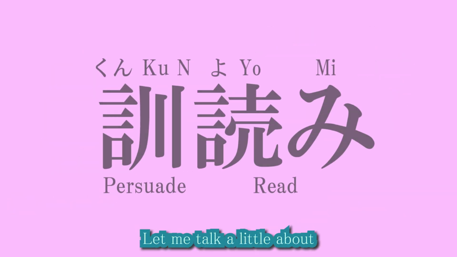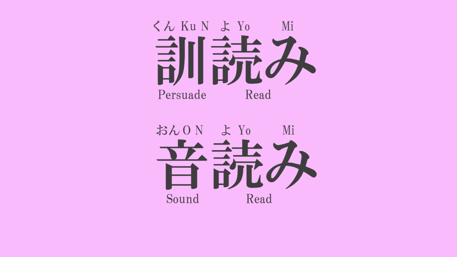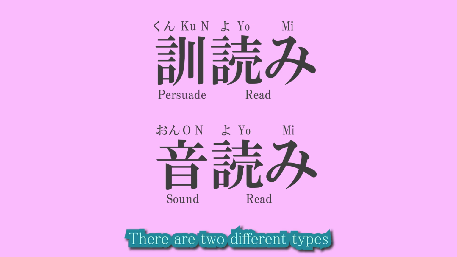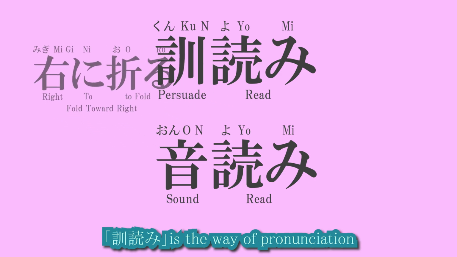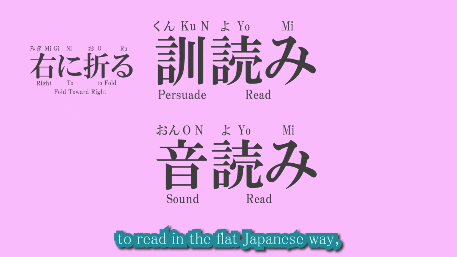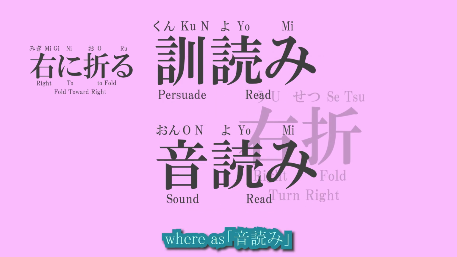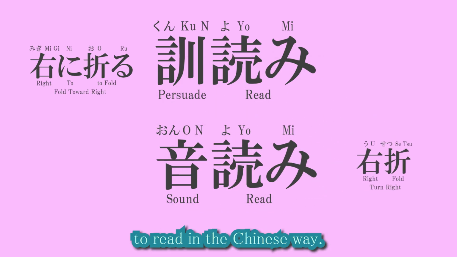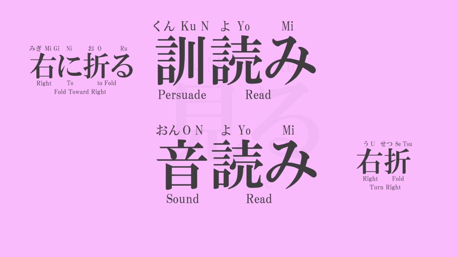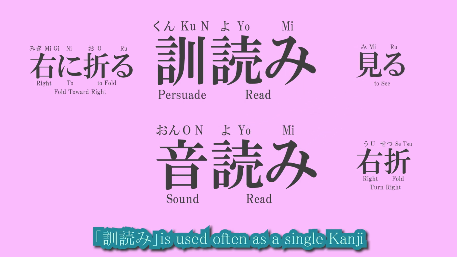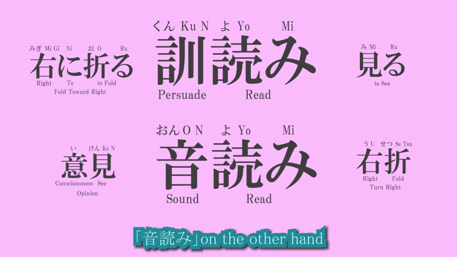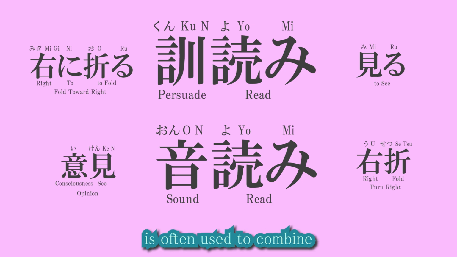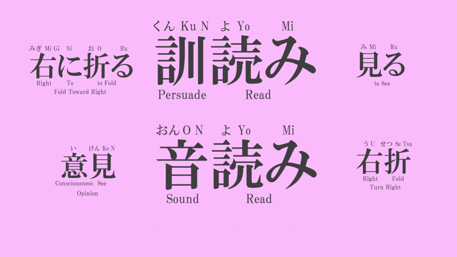Let me talk a little about kunyomi and onyomi. There are two different types of reading kanji. One is kunyomi, the other is onyomi. Kunyomi is the way of pronunciation to read in the flat Japanese way, whereas onyomi is the way used often to read in the Chinese way. Kunyomi is used often as a single kanji, followed or preceded by hiragana. Onyomi, on the other hand, is often used to combine multiple numbers of kanji.